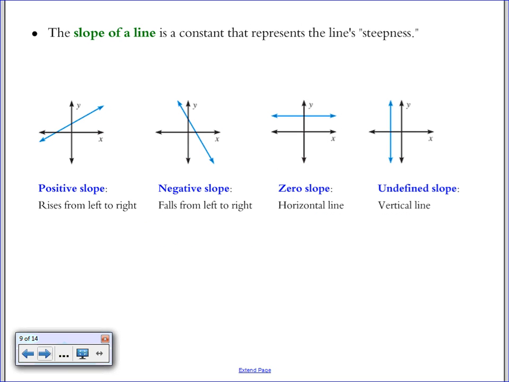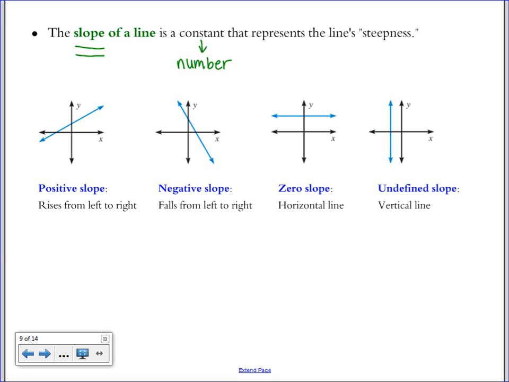Slope is a really important concept. In fact, it is the title of today's notes. The slope of a line is a constant, which means it's a number, right? A constant just means that it's a number that represents the line's steepness.